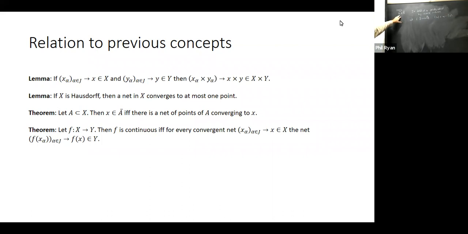Of course, if X was in A, it'd be trivial, because the constant net would stay within A and that would converge to X. So it's only if X is in the closure minus A that we actually have to do anything. So this is no problem. So what do we have to show? We want to show that X alpha converges to X.